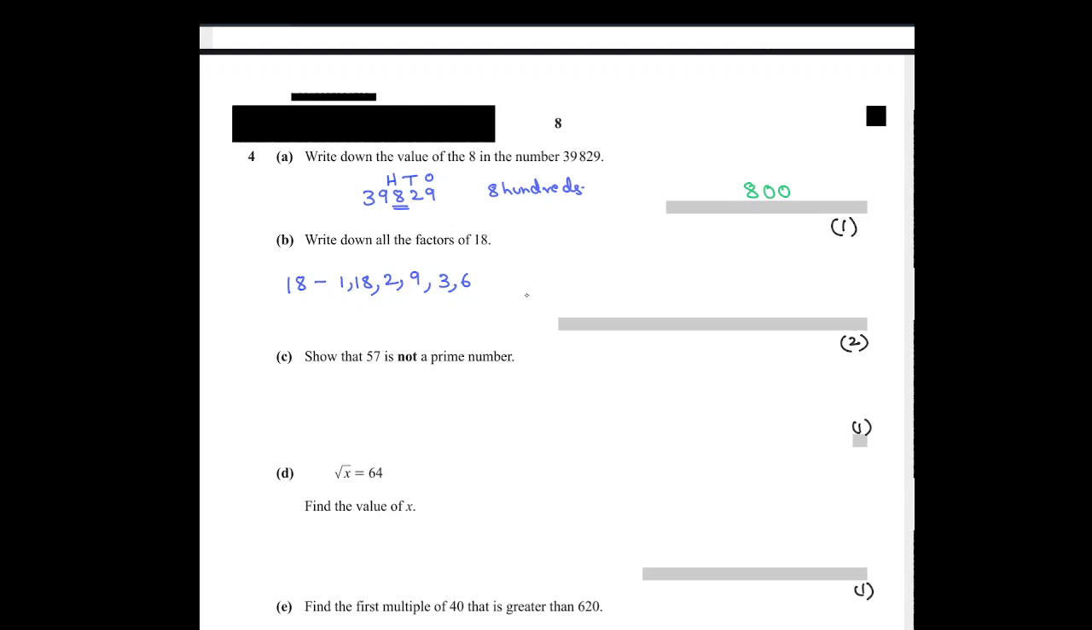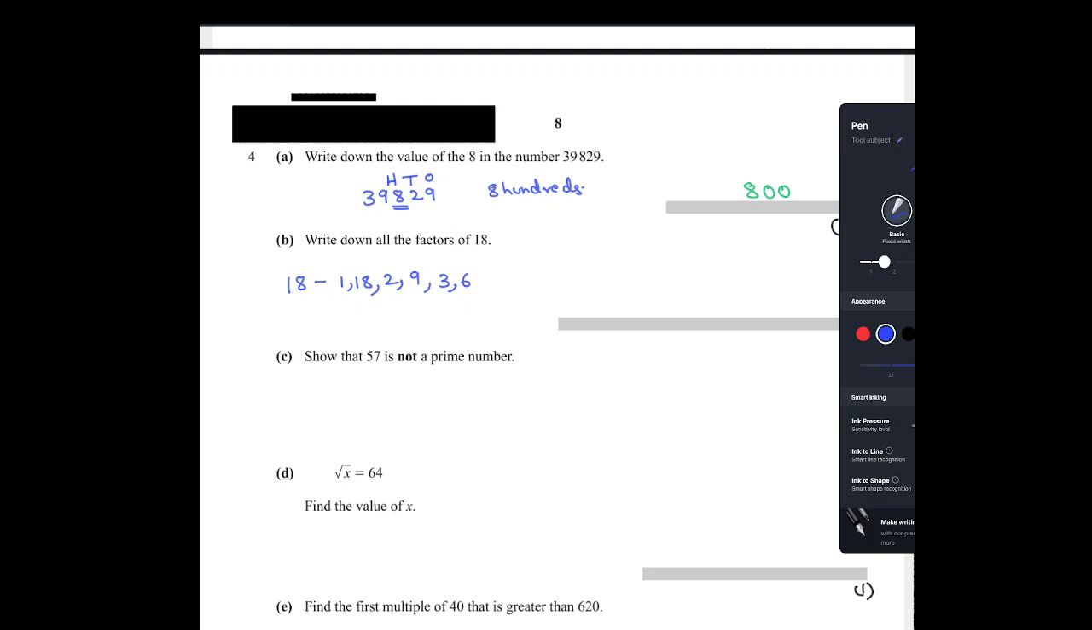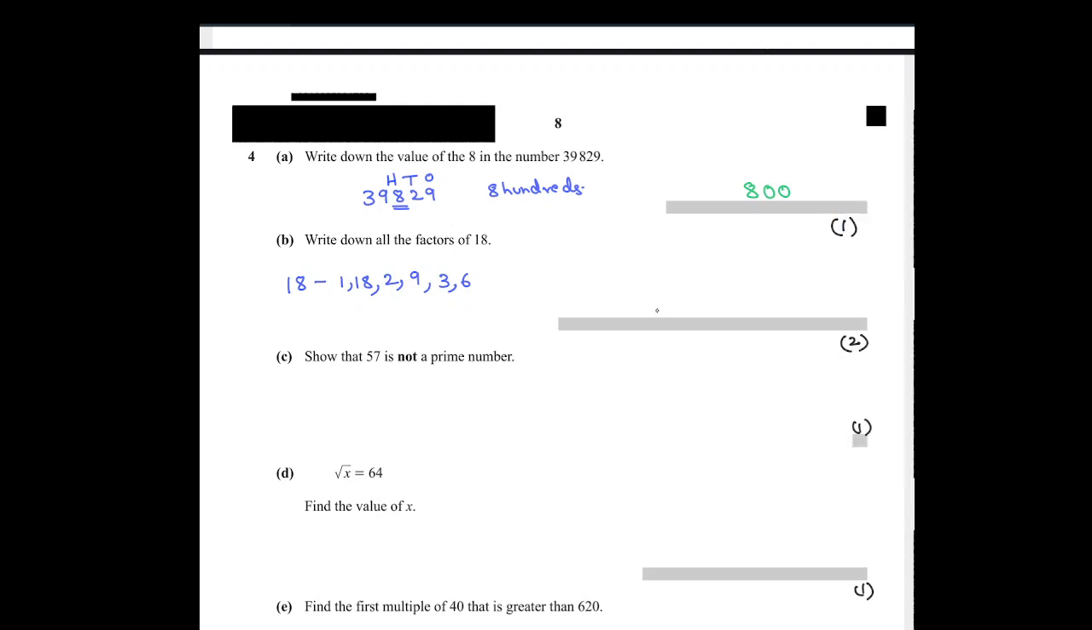Then after 3 and 6, if I check with 4, there is no 18, with 5 no 18, with 6 yes, 3 6s are. So when the repetition comes, you have to stop and finish. That is the sign for you that the factors are all done. So all the factors of 18 are 1 and 18, 2 and 9, 3 and 6.